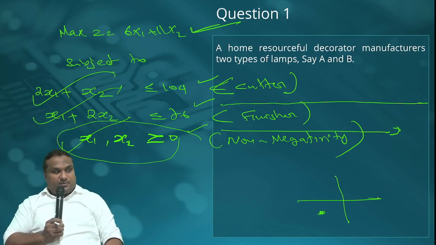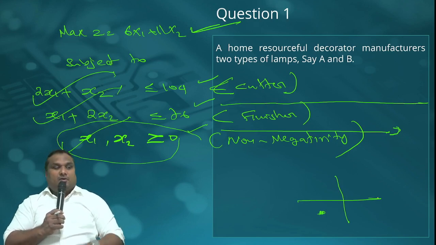Next, x1 plus 2x2 less than or equal to 76. How the 76 came? How the x1 plus 2x2 came? x1, x2 greater than or equal to 0. That is a non-negativity constraint. Deal or no deal? Happy or unhappy? Tell me, my dear friends.